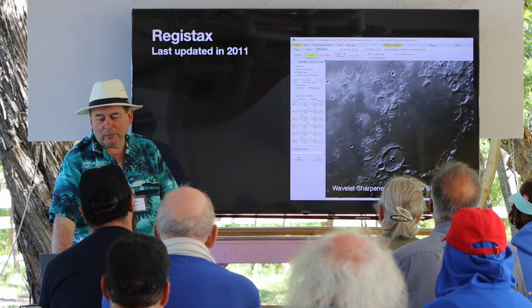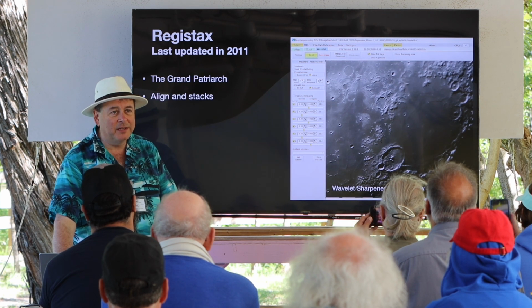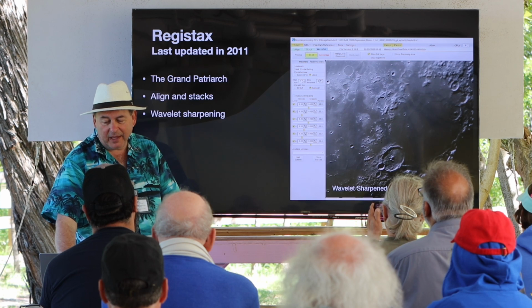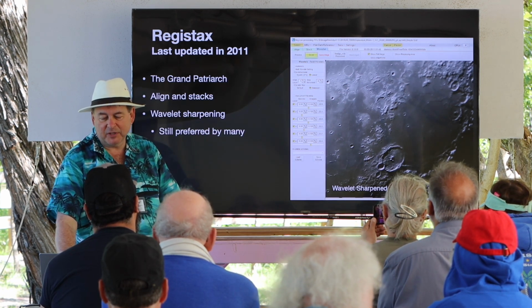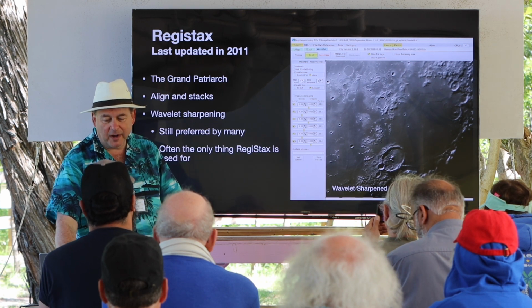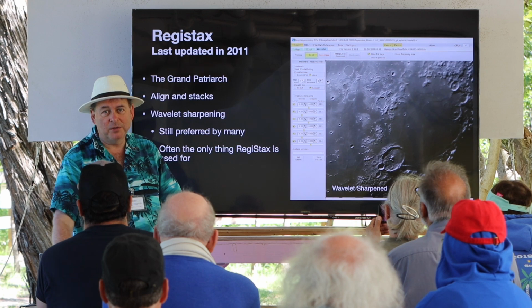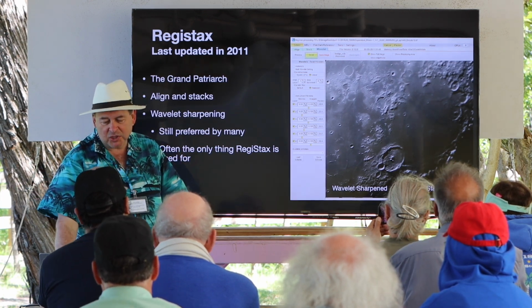The other one is Registax. This is the grand patriarch. It's been around forever. It does align and stack. It does something called wavelet sharpening, which is a sharpening technique to take that blurry image and turn it into something sharp. Many people still prefer it. It's often the only thing Registax is used for. They'll use AutoStacker to stack, and then they'll go in because they love those wavelets to sharpen things.